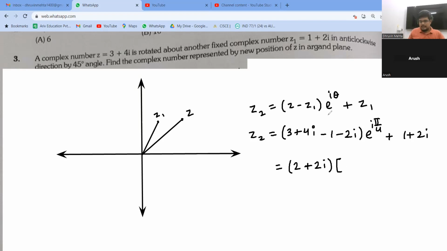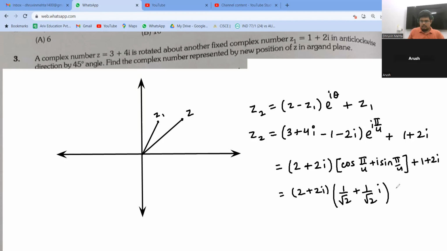If you remember, we discussed e raised to i theta is as good as cos theta plus i sin theta. So this is as good as cos pi by 4 plus i sin of pi by 4. So 2 plus 2i into this is 1 by root 2 plus 1 by root 2 i, plus 1 plus 2i.